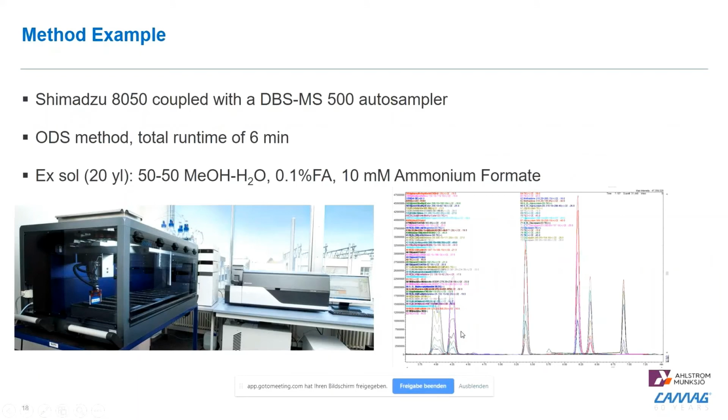With that being said, I would like to show you now a method example which we did within our laboratory in Muttenz, just to show how such a method performs. This was done on a Shimadzu 8050 coupled to our autosampler based on the ODS separation method with a total runtime of 6 minutes with the standard recommended solvents from Shimadzu. And for the extraction of the DBS, we used 20 microliter of a 50-50 methanol water solution with some formic acid and ammonium formate within.